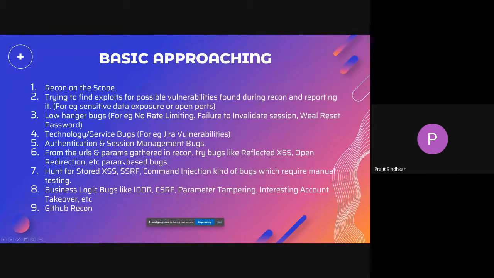So now I use Dalfox. Open redirection you can hunt normally, no need for any tool. Okay, SQL injection, SQLmap. So I perform these kinds of vulnerability tests on URLs and params gathered and also sorted via GF.